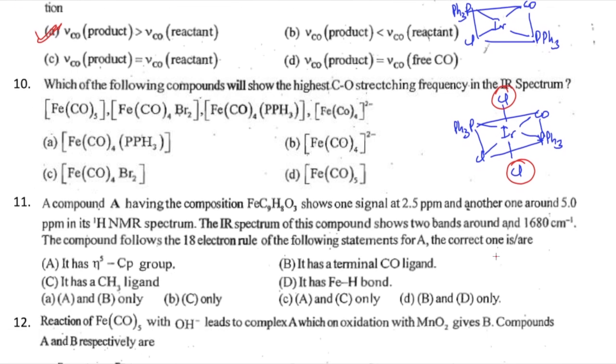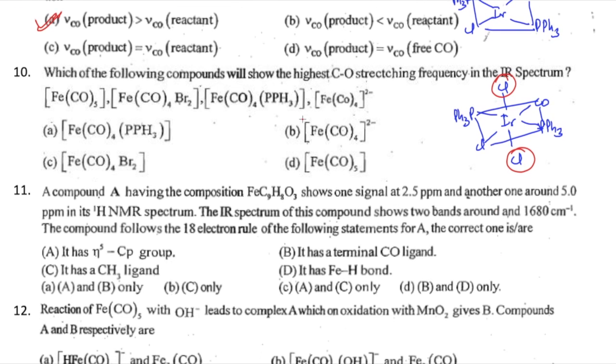Next, let's talk about question number 10. It says: which of the following compounds will show the highest CO stretching frequency in the IR spectrum? So you have 1, 2, 3, 4 complexes. Now you can easily tell based upon the oxidation state. Here iron is in the 0 oxidation state. Here iron is in the +2 oxidation state, because two bromines are here. PPh3 being a neutral ligand, it is also going to give you the 0 oxidation state. Here it is in the -2 oxidation state.